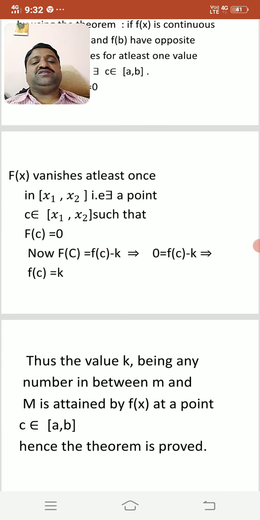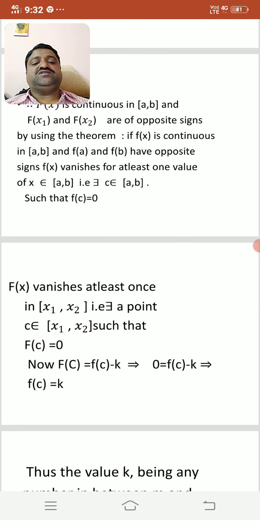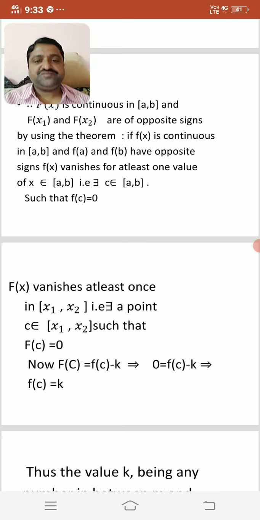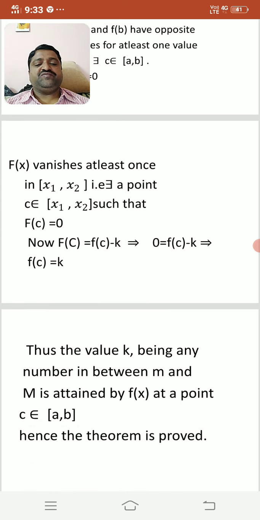F(x) vanishes at least once in the closed interval [x1, x2]. That is, there exists a point c belonging to the closed interval [x1, x2] such that F(c) = 0. Now F(c) = f(c) − k = 0, which implies f(c) = k.